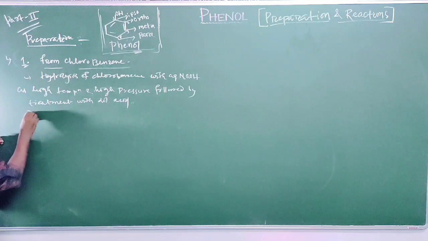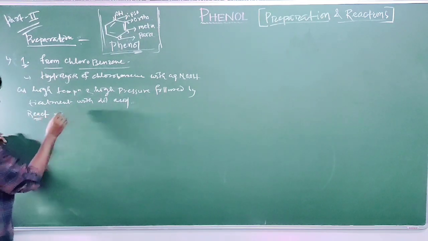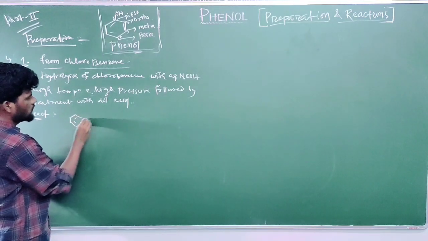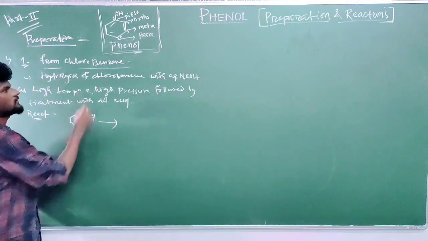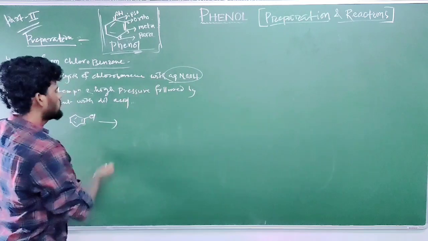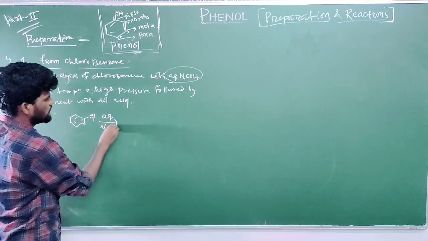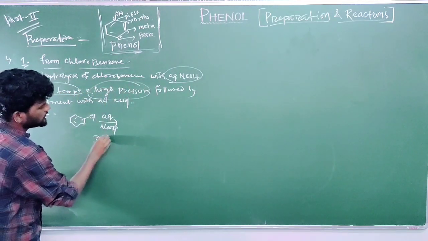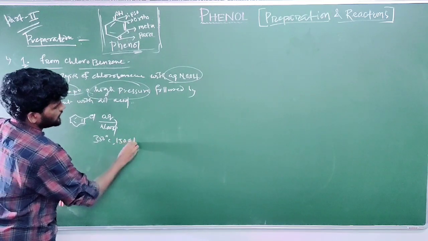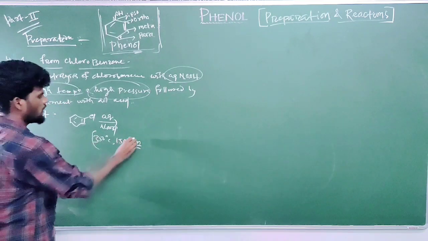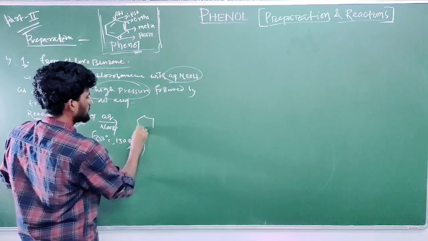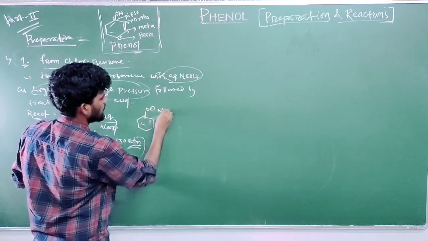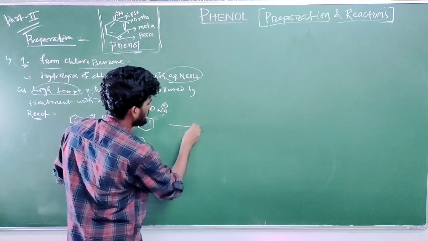So write the reaction. What is the reaction? This is the structure of chlorobenzene. In the first step we are using aqueous NaOH at high temperature and high pressure. High temperature here is 350 degrees Celsius and high pressure is 150 atm. It will form O minus Na plus, the phenoxide ion, sodium phenoxide.